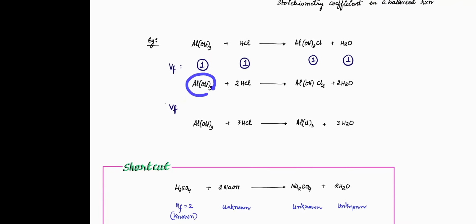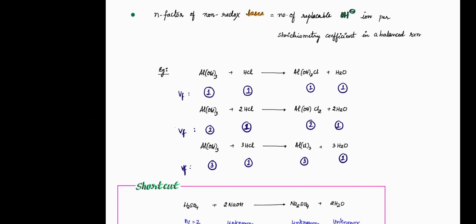Now suppose the same reaction, if I am doing it with 2 moles of HCl and 2 OH minus are replaced. So I will write the valency factor as 2. Here it is still 1 because for 1 mole HCl is giving 1 H plus only. Here it will be 2 and here it is 1. Similarly, here the valency factor is 3, considering all 3 OH minus are lost, and here it is 1, and here it is 3, and here it is 1 again. Alright. So as far as basic reactions are concerned, where OH minus is involved, you just check how many OH minus were actually replaced.